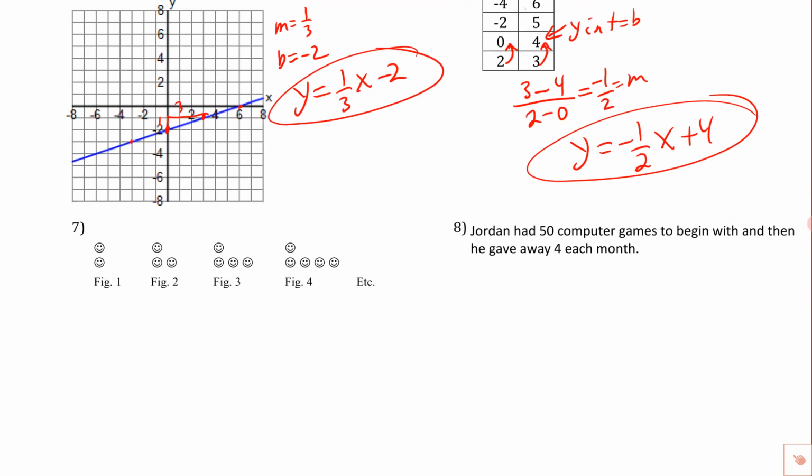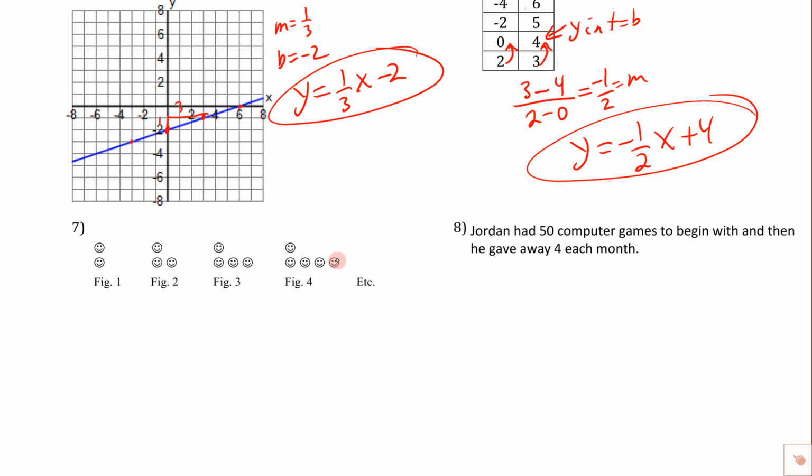Let's take a look at these smiley faces here. We've got to come up with a pattern here. So we've got 2 right here, and we've got those same 2 and then they added 1. We've got those same 3 and they added 1. We've got those same 4 and they added 1.